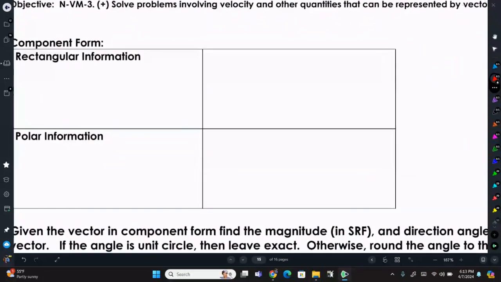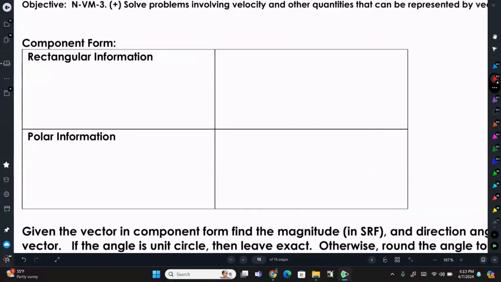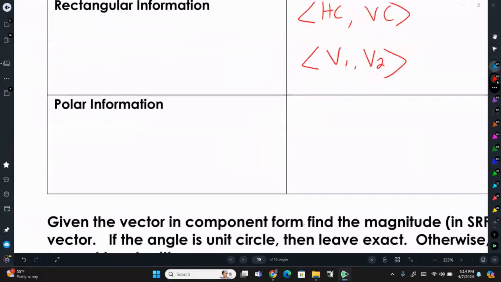So rectangular form of a vector, that's the horizontal component comma vertical component. You might also see it as v1 comma v2, and that's what we did yesterday with the operations for vectors. And now this polar information, the polar form, tells us the magnitude and direction of the vector.